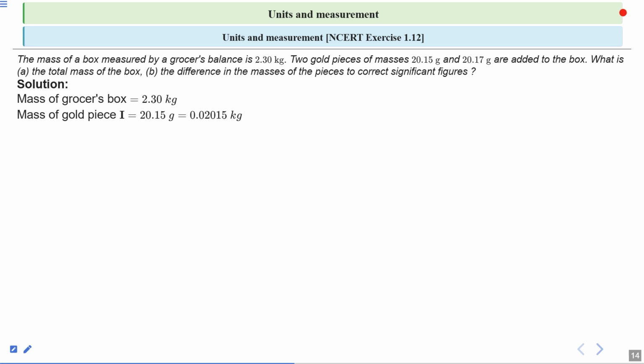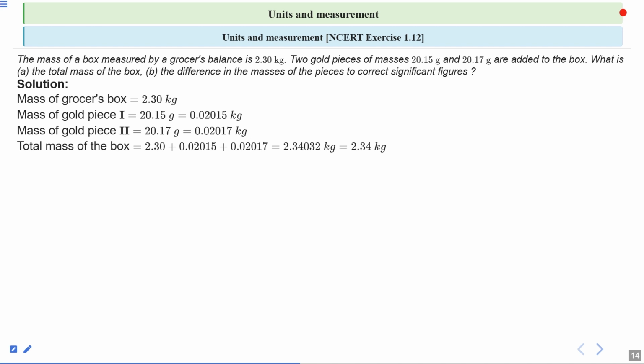So let's start here. The mass of gold is 20.15 gram. To make it kilogram, divide by 1000. So we will get 0.02015 kilogram. And piece 2 will have this value. So 2.30, if you add, you will get 2.34 kilogram. Okay.